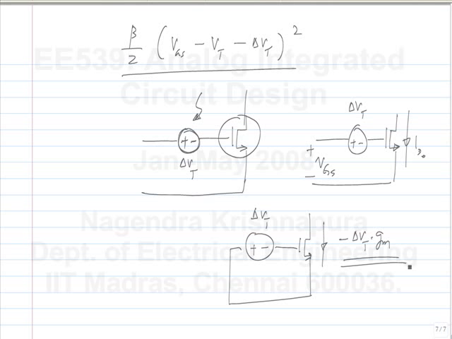So the way you analyze mismatch is by calculating the operating point without mismatch, and then you apply the mismatch quantities, which can be modeled as these sources. Then you do small signal analysis around the operating point. So the output will have a certain increment, and that's the effect of mismatch.